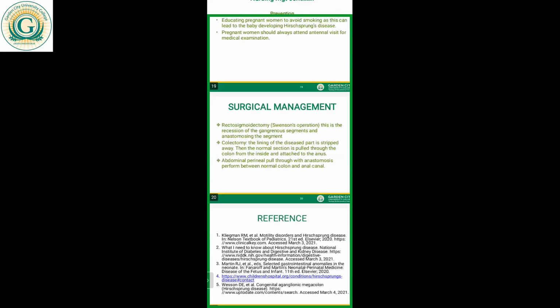Surgical management of Hirschsprung's disease. Rectosigmoidectomy or Swenson's operation. This is the resection of the diseased segment and anastomosing the segment. They can also do colectomy. The lining of the diseased part is stripped away. Then the normal section is pulled through the colon from the inside and attached to the anus.